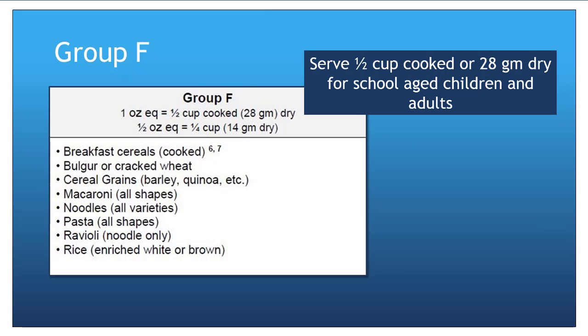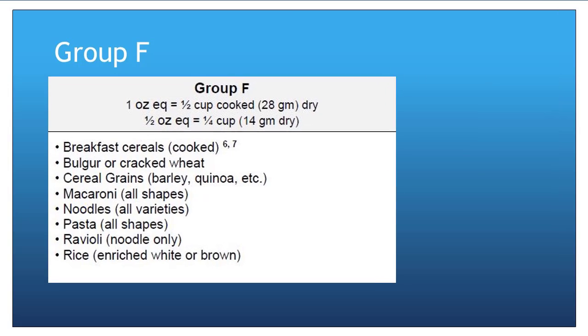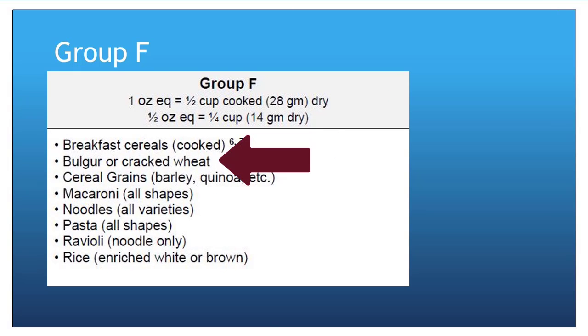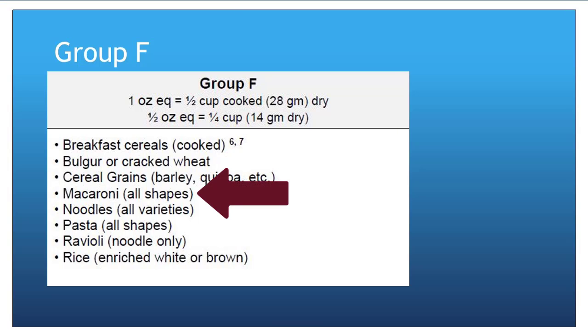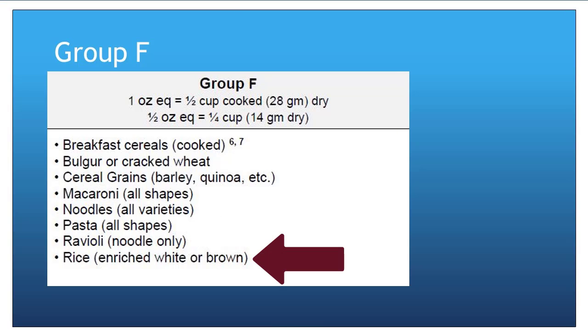The required serving size for group F is 1/2 cup cooked or 28 grams dry for children ages 6 through 18 and adults, and 1/4 cup cooked or 14 grams dry for children ages 1 through 5. Group F includes cooked breakfast cereals, bulgur or cracked wheat, cereal grains such as barley and quinoa, all shapes of macaroni, all varieties of noodles, all shapes of pasta, the noodle portion of ravioli, and enriched white or brown rice. This group references footnotes 6 and 7.